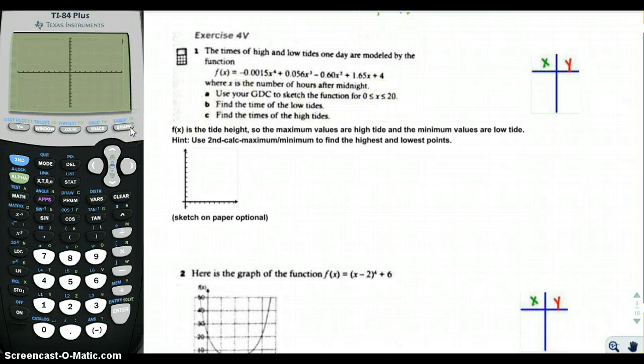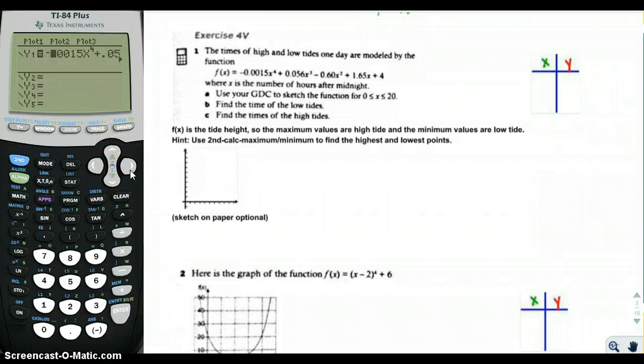So let's see what this looks like. We're going to sketch this function. Okay, it kind of went up and didn't come back, so maybe I didn't give it enough room here. So let's make the window height maybe like 30. Try again. Okay, now I'm thinking I typed this in wrong, so let's check this out.